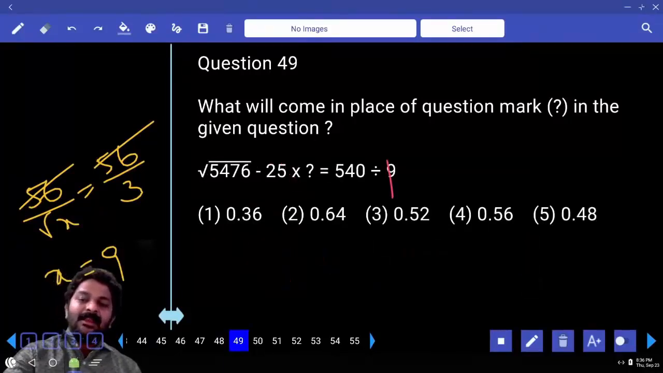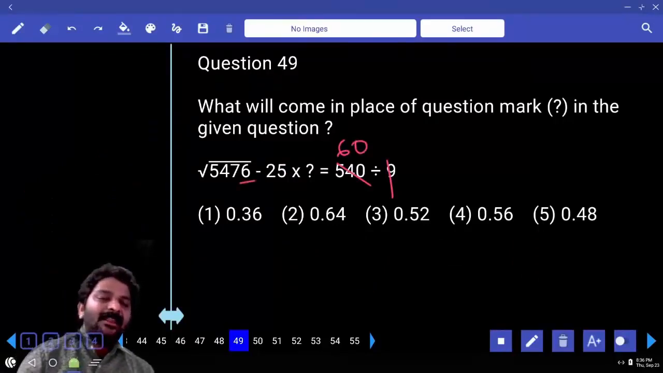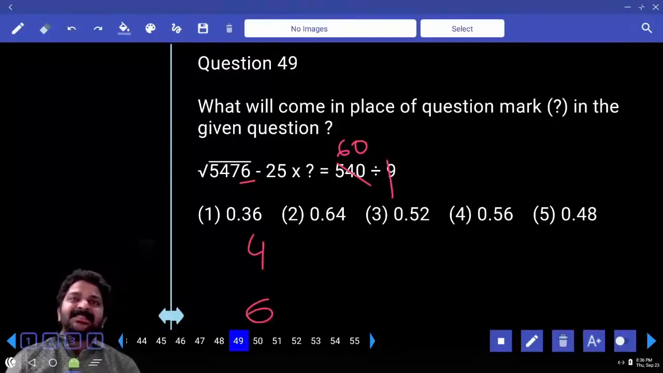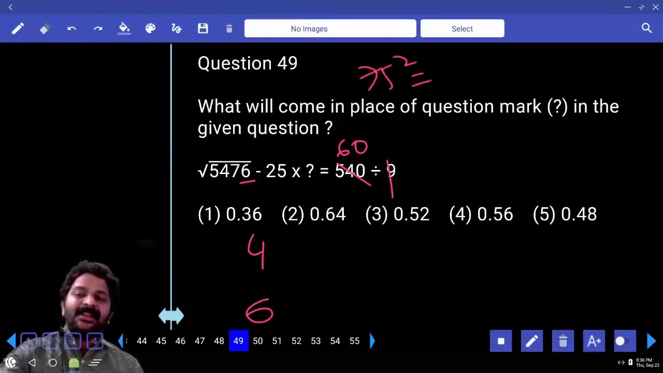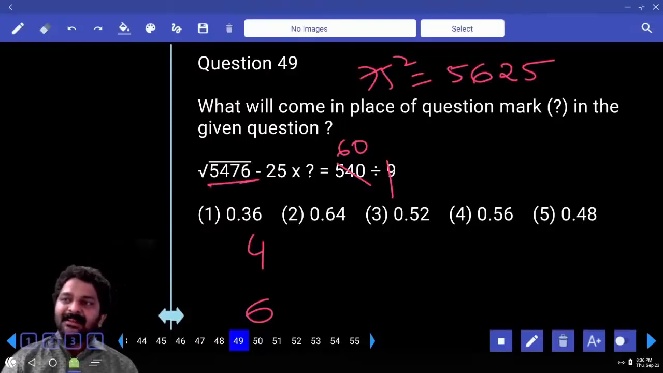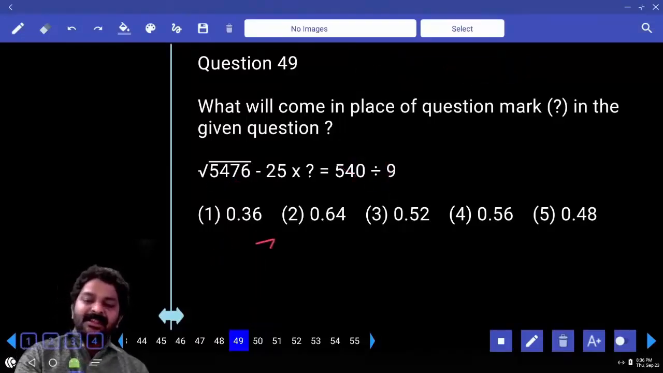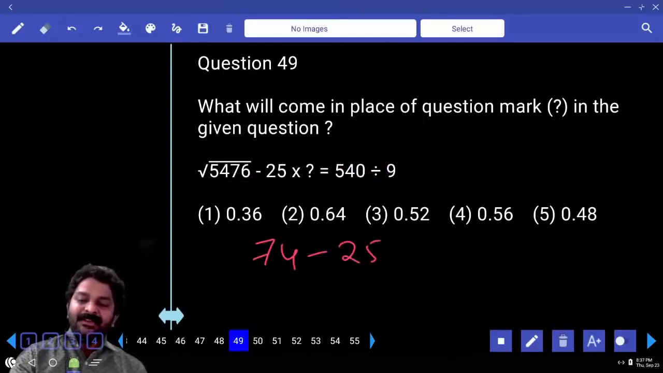Next. 9 how many times? 60 times. Under root value is ending with 6. So that must be either number ends with 4 or 6. 75 square, 7 into 8, 56 and 25. Our number inside bracket is less than that. Hence it must be 74 only. So 74 minus 25x is equal to 60.